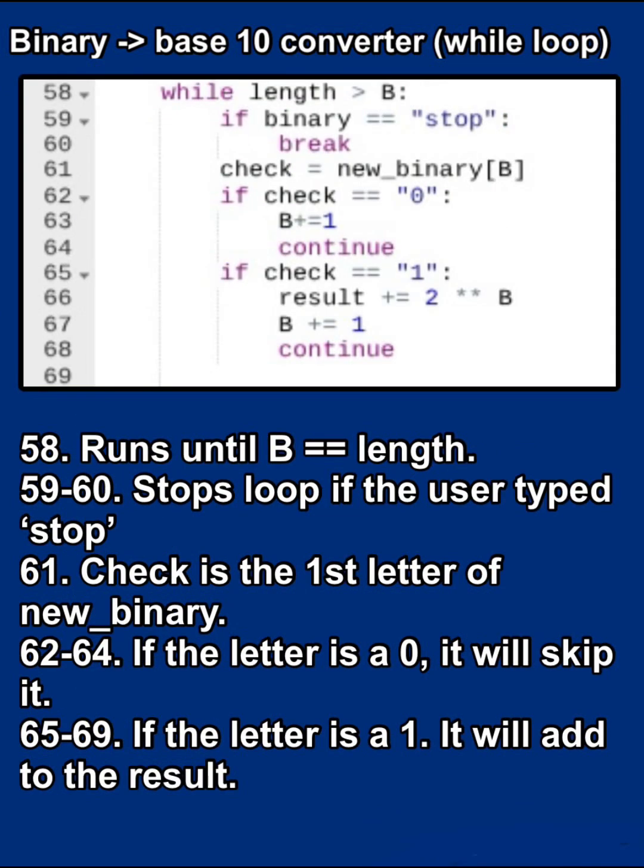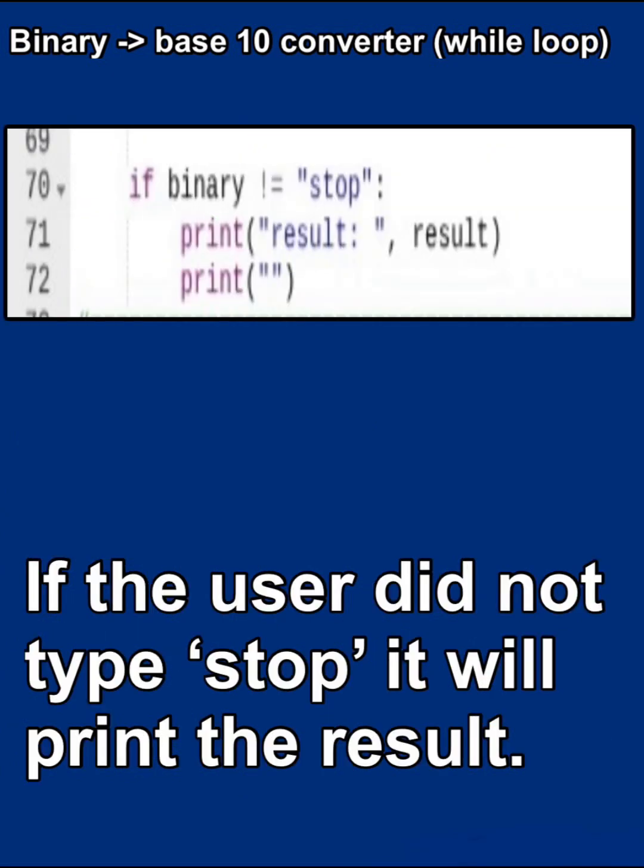So this checks if the letter is a 1 or a 0. If it's a 0, it'll skip over it. But if it's a 1, it'll do the math. So it'll add it to the result. If the user inputted stop, it won't print the result. But if they didn't put stop, it'll print the result.